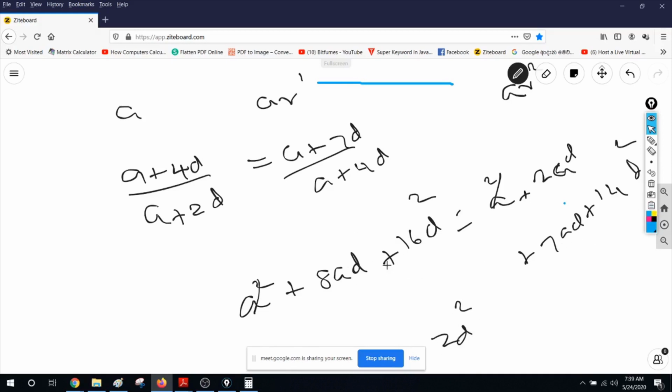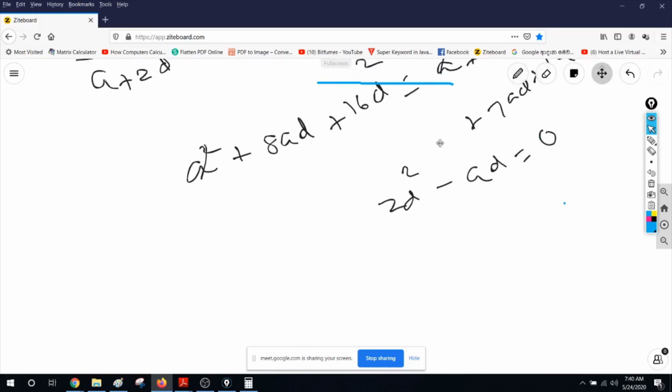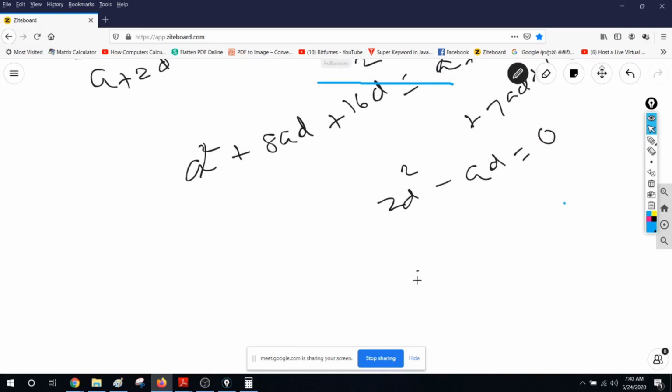From there, 7 plus 2 is 9, 8 minus 9 is minus 9 minus AD equal 0. Right? So 16D squared minus 14D squared, 2, 8, 7 plus 2 is 9, 8 minus 9 is minus AD. Right? So let's take D out and see whether we can find a solution like this.